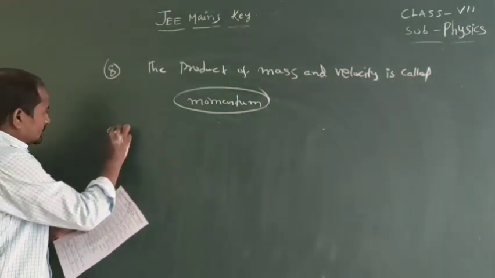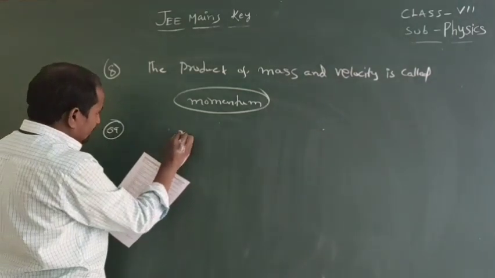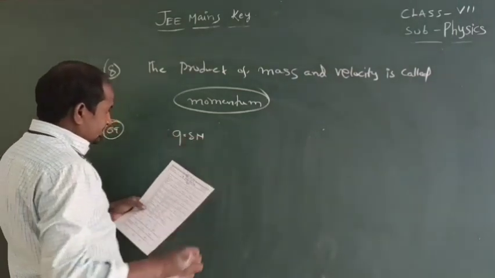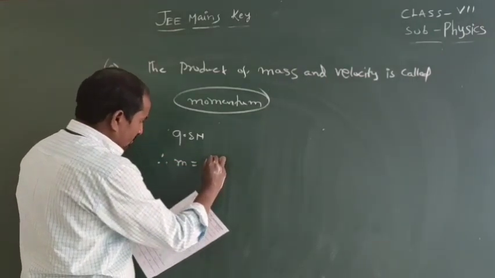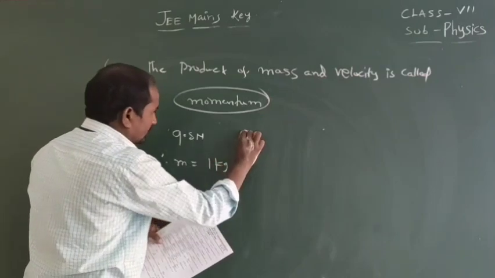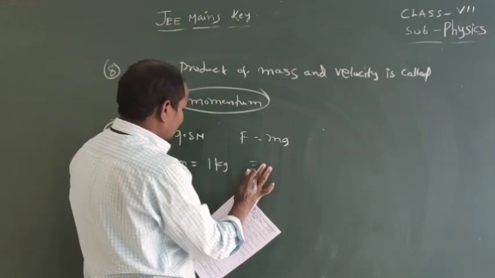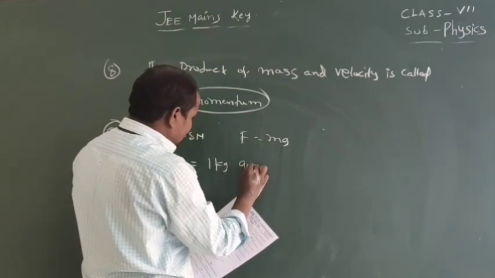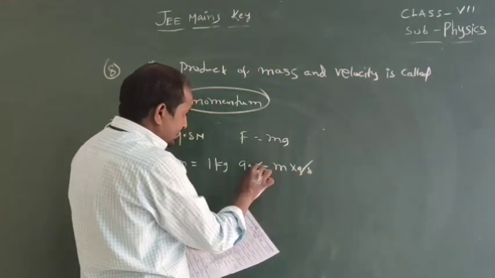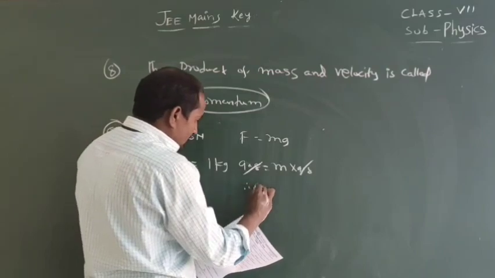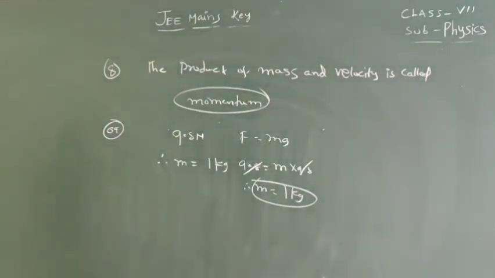Next one, ninth one. Gravitational force equals 9.8 newtons. Therefore, mass m equals 1 kg. So force equals mg. 9.8 newtons is given. M into g equals 9.8. So 9.8 cancels. Therefore m equals 1 kg. So mass equals 1 kg.